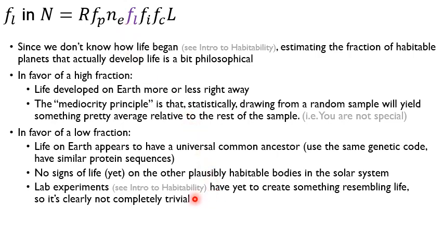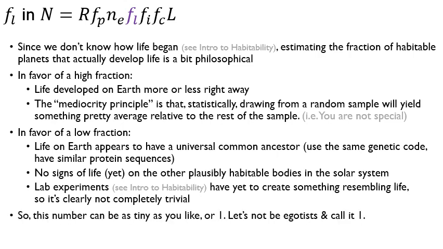Another thing in favor of life being rare is when you do these Miller-Urey experiments that we talked about in Introduction to Habitability. We so far haven't come up with anything that creates molecules resembling a cell or anything living. So it's obviously not totally trivial. If we want to be humble here and not be egotists, we can call this 1. Why not? Life developed on Earth. So, just because we don't want the conversation to end here, let's call it 1.